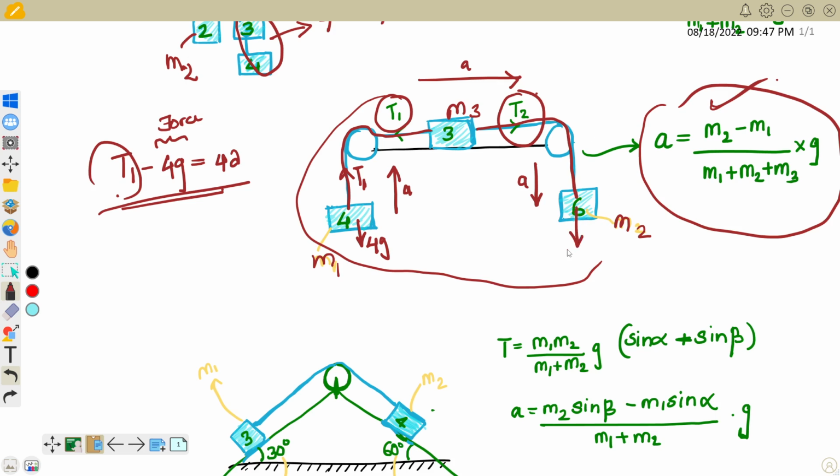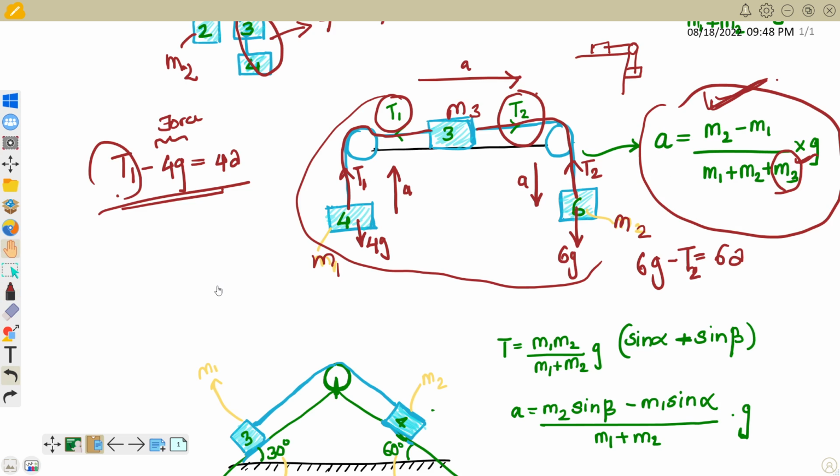Here 6g is acting down, and we'll write 6g minus T2 equals 6 into acceleration. So this is the method through which tension over here would be found out. Here no direct formula can be used, only for acceleration the direct formula is there. This is similar to the formula seen above, where one block was on the table and one was hanging downwards. The only additional thing is m3 written in the denominator, rest all things are same.